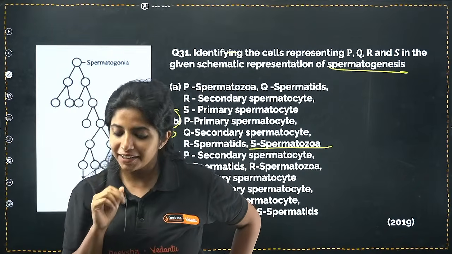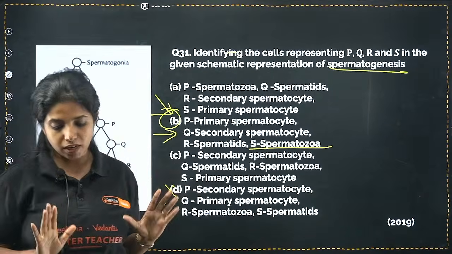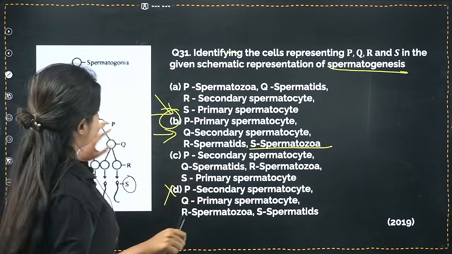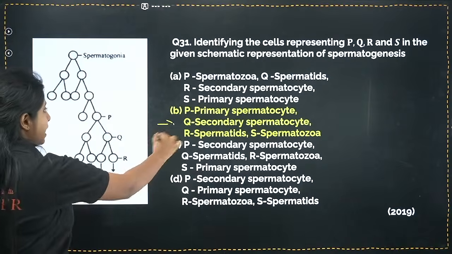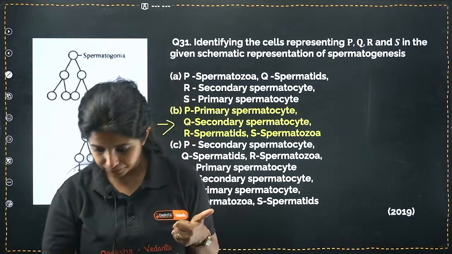Okay. Yeah, tail is equal to zoa. Tail means it has proper sperm out there, so it is spermatozoa. So your answer for this particular question is going to be B. Everyone understood? If understood, give me a thumbs up.